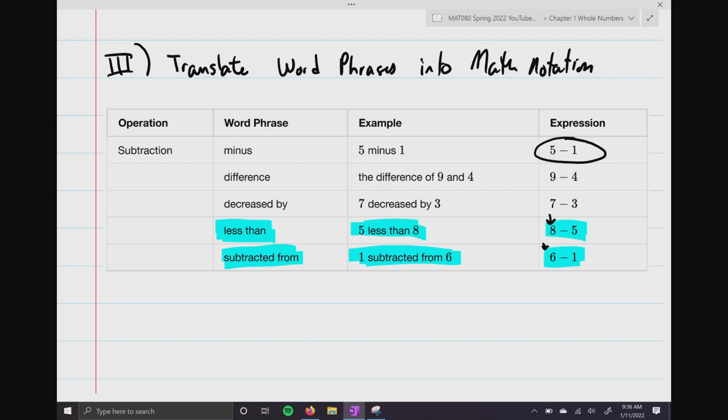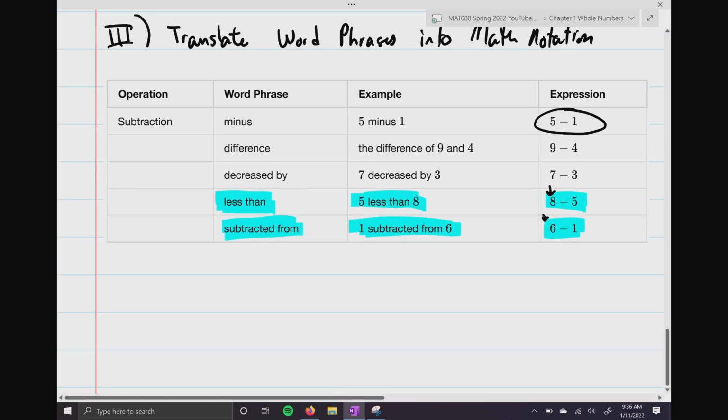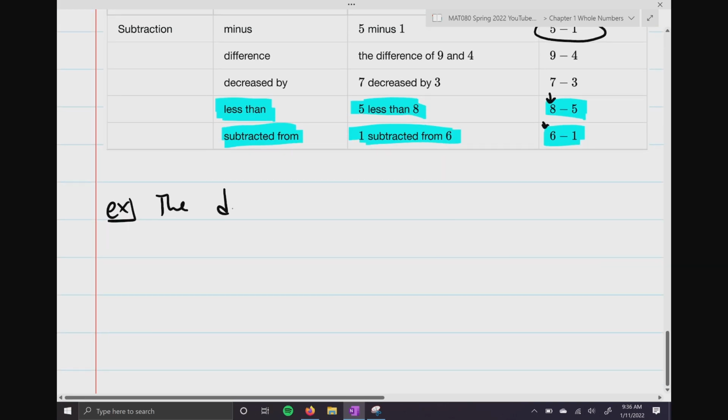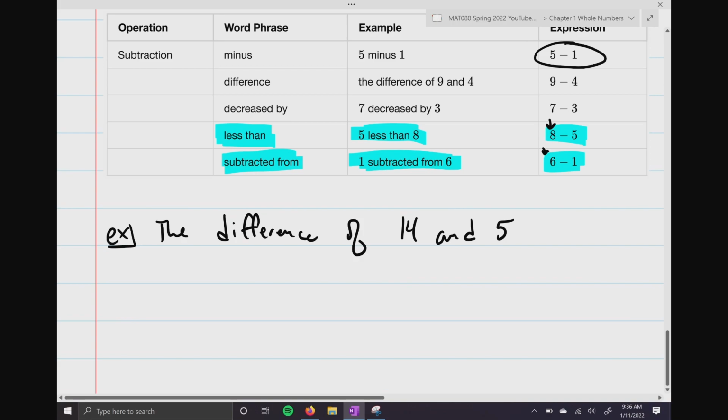Okay? So what I want to do here is I'm just going to go over a couple examples on just translating word phrases into math notation, and then we're going to simplify. So the difference of 14 and 5. Okay, so the difference of 14 and 5, well, that's going to be this third row in our table above. So we know we write it exactly the way that it looks. 14 minus 5. Okay? So now we can subtract.